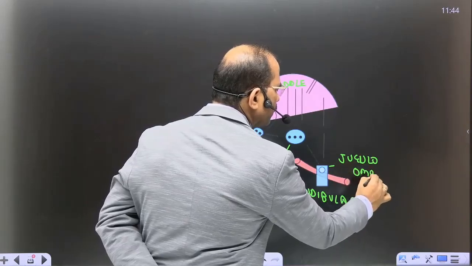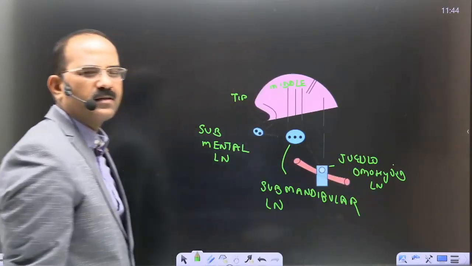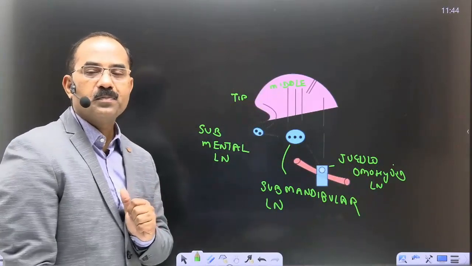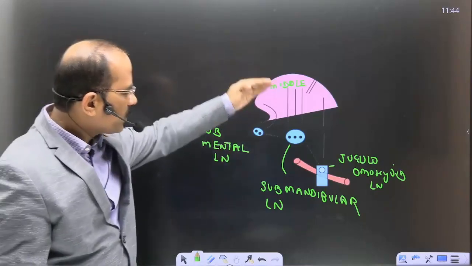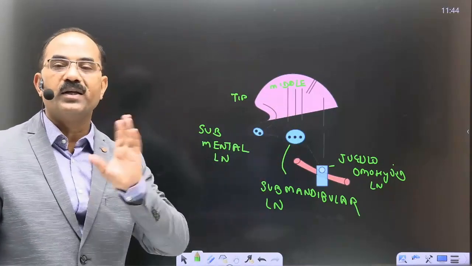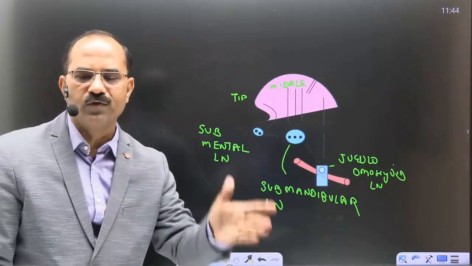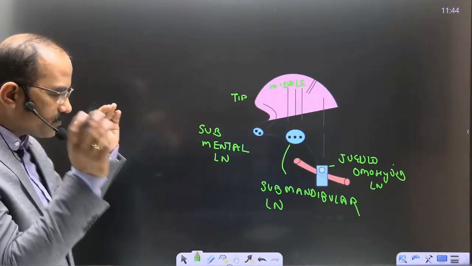Jugulo-omohyoid lymph nodes. Just remember this, the cancer of the tongue is spreading very fast. The tip drains into the submental lymph nodes, the middle part drains into the submandibular lymph nodes, and the posterior part of the tongue drains into the jugulodigastric lymph nodes. Clear? So that's about the tongue.